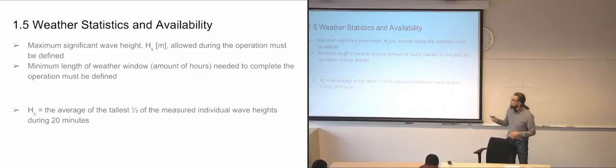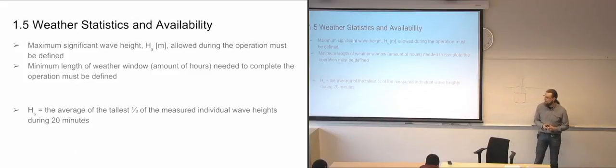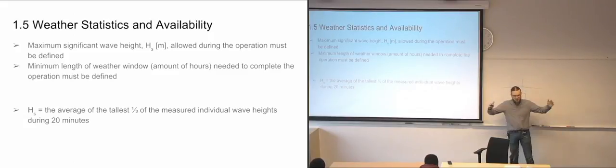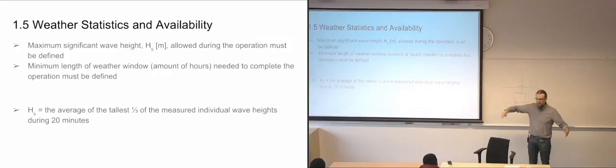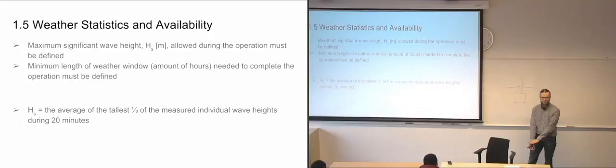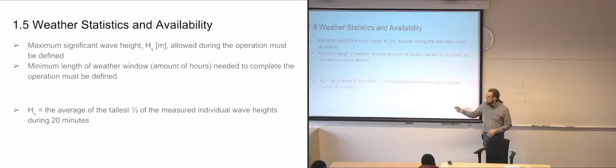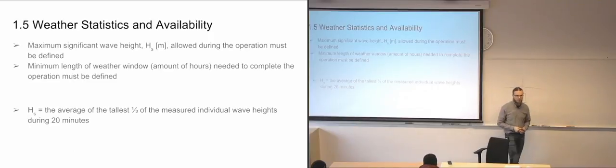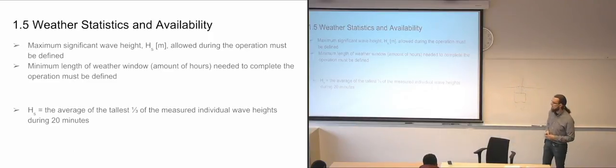And then the significant wave height is the average of the tallest third of the measured individual wave heights during 20 minutes. So you do a time period of 20 minutes where you're measuring the height of each wave, each individual wave is being measured, and then you do the math. So you exclude the bottom two-thirds, so the lowest two-thirds of the waves, and then you look at the tallest third, and then you do the average height of those.